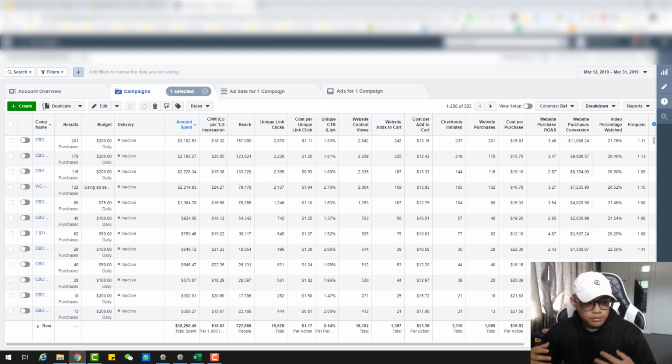So basically that's what I did. I scaled that way. A lot of CBO, as you can see here. I was just doing CBOs of $200, $100, $75, and they were all doing really, really well. Cost per purchase is insane.